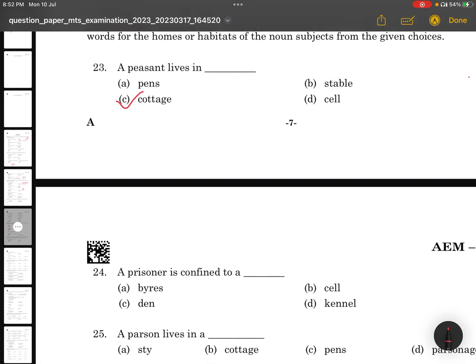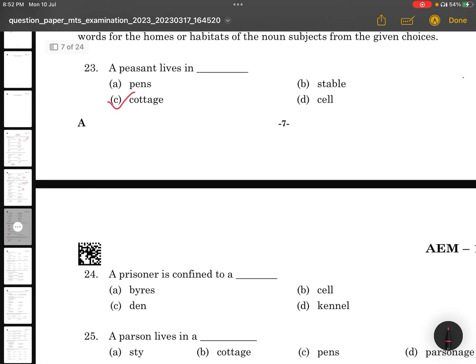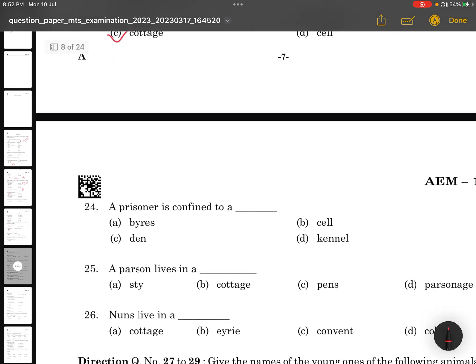Let's see the next question. Here some nouns are given. Let's see the meaning. As you know, a cell means something, generally something concrete, behind the bars. Stable means where the horses are kept. The next question is: a prisoner is confined to a cell. Everybody knows it. Apart from that, there are some other words like kennel. Kennel is generally the place where dogs or cats are kept.